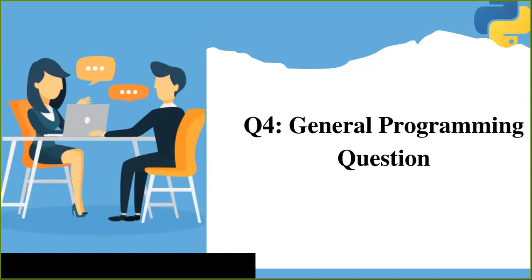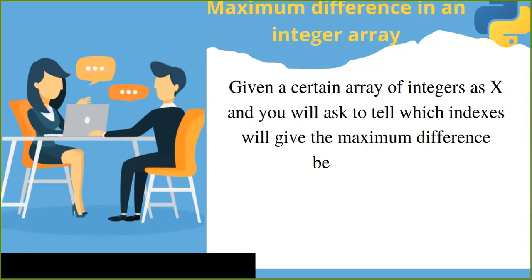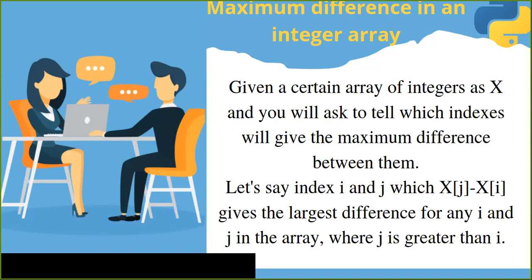All right. So the general programming question I'm going to solve for today's data science interview preparation is just finding the maximum difference in an integer array. That is, there is an integer array. From that integer array, just find the maximum difference between two elements in the array. And also find which index is best, that gives the maximum difference.